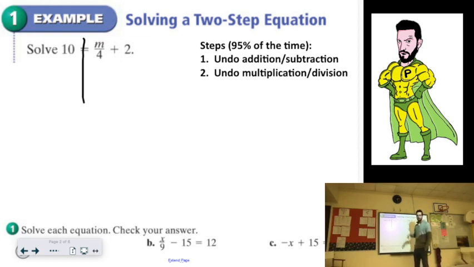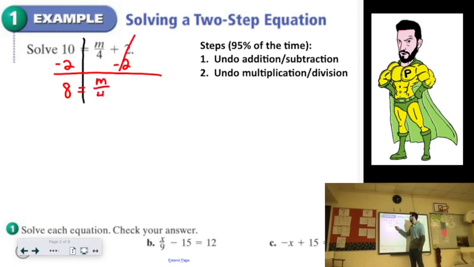So I see the plus 2. That's not grouped in with the m, so we can just get rid of that. Opposite of plus 2 is minus 2. If you subtract it on one side, you subtract it on the other. 10 minus 2 is 8. On the right side, these cancel, so we just have m over 4, which means m divided by 4.